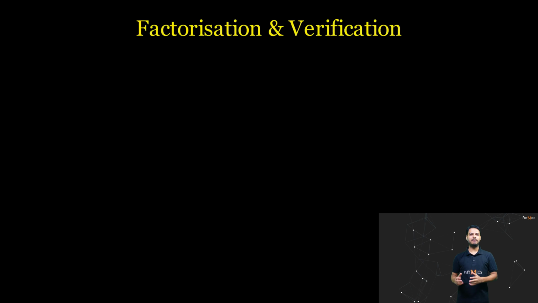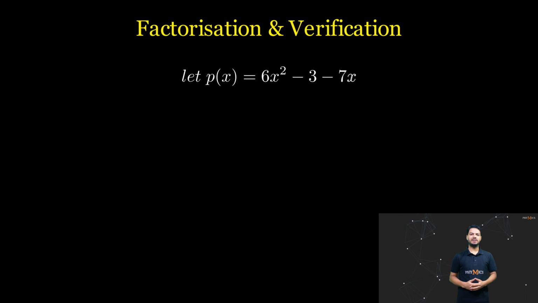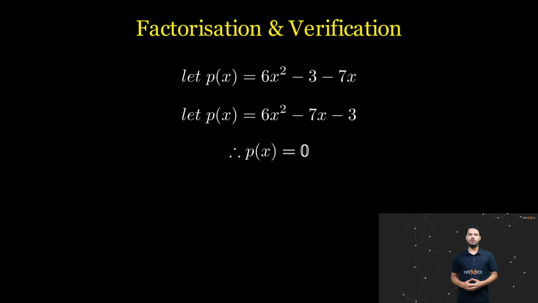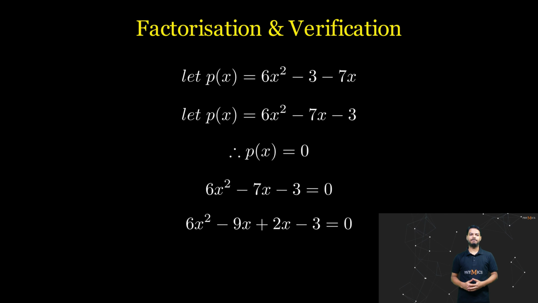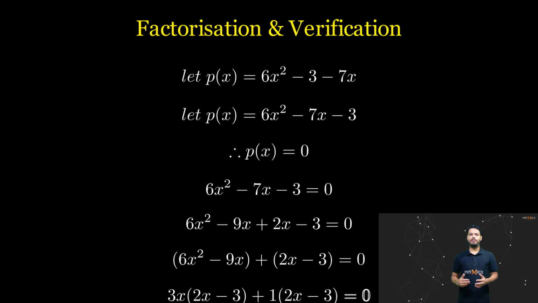Let the polynomial be p(x) equals 6x square minus 3 minus 7x. Since it is not in the standard form, by rearranging we get polynomial p(x) equals 6x square minus 7x minus 3. Now to find the zeros, just equate the polynomial p(x) equals 0. By inspection, direct common method fails. Since it is a quadratic polynomial, by using the splitting middle term, polynomial p(x) becomes 6x square minus 9x plus 2x minus 3.